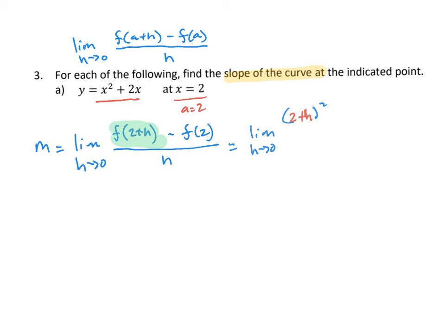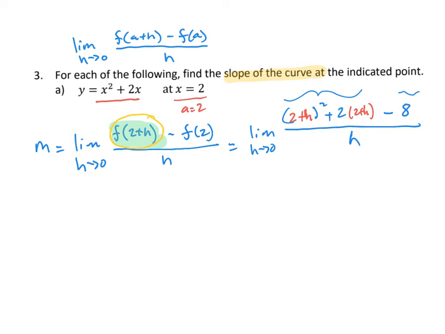Remember your old FOIL from algebra class. We also have to plug 2 plus h in where the x is. So that's 2 plus h. That's 2 times 2 plus h. All of that is just for this first piece here, f of 2 plus h. Then there's a minus sign, right, in the middle. And now we have to do f of 2. And I'm just going to calculate that in my head. 2 squared is 4, plus 2 times 2 is another 4, so that's 8. So this is f of 2 plus h. This is f of 2, and then that's over h.